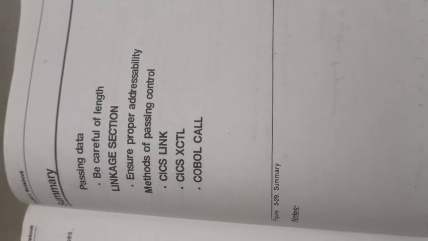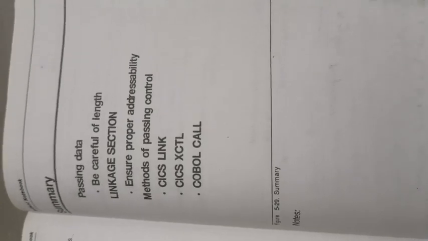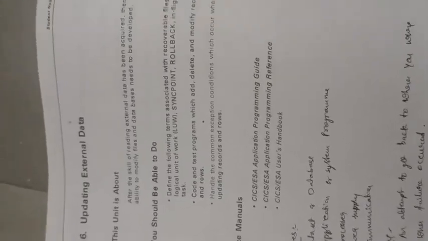That's all, friends, for the summary we have discussed till now: how to pass the data and control by using the link, XCTL, and COBOL static call and dynamic call. We have seen the differences between these three methods of passing control. In the next section we will discuss how to update the external data for the VSAM and table.